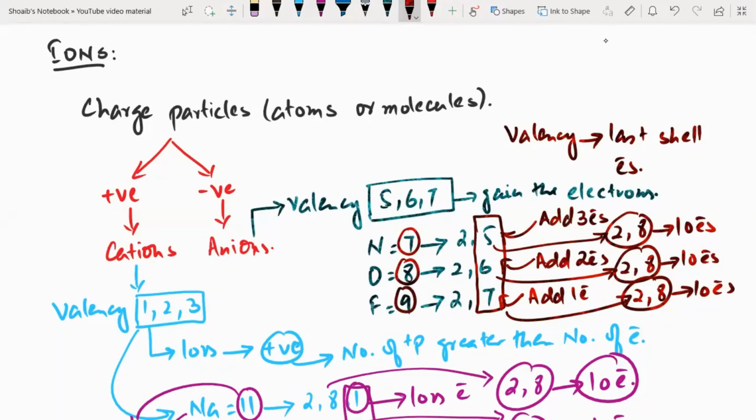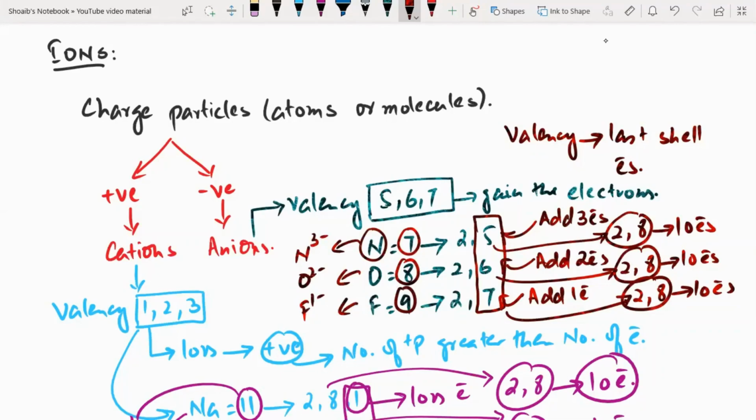What is the difference between the electrons and the protons? 3 for nitrogen. There is a difference of 3 electrons in nitrogen, so nitrogen will gain a 3 negative charge. For oxygen, there is a 2 electron difference, so oxygen will gain a 2 negative charge. For fluorine, 1 electron, so fluorine will gain a 1 negative charge. So by this, the anions are formed.